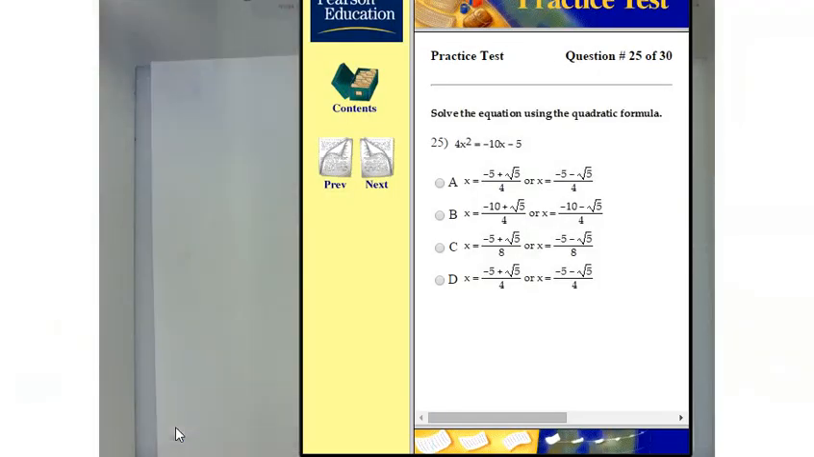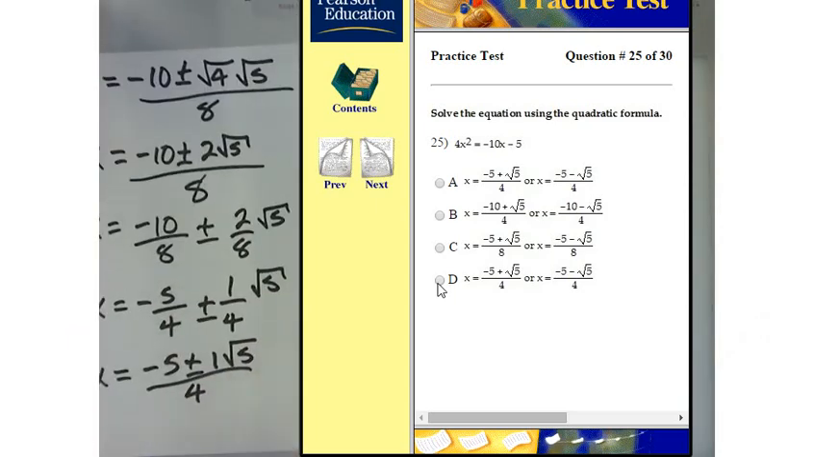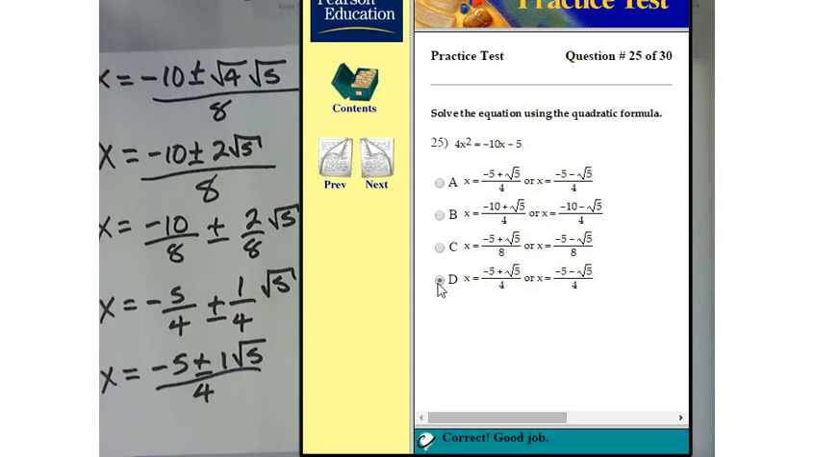Okay, almost done. Now we just need to separate the plus or minus, right? So which one is that? Is it this one, D? If I separate the plus or minus? Is it? Yep. Cool.